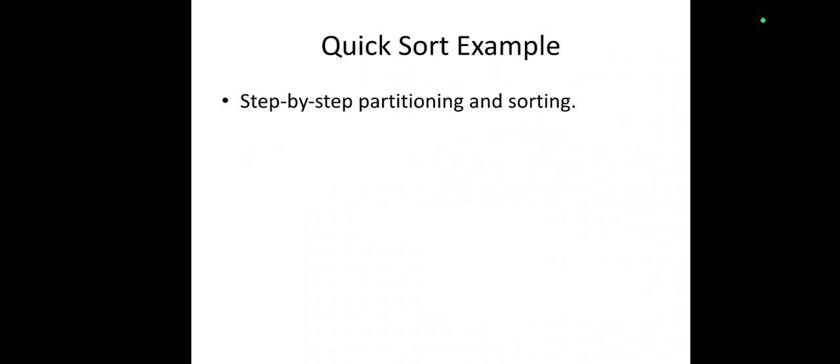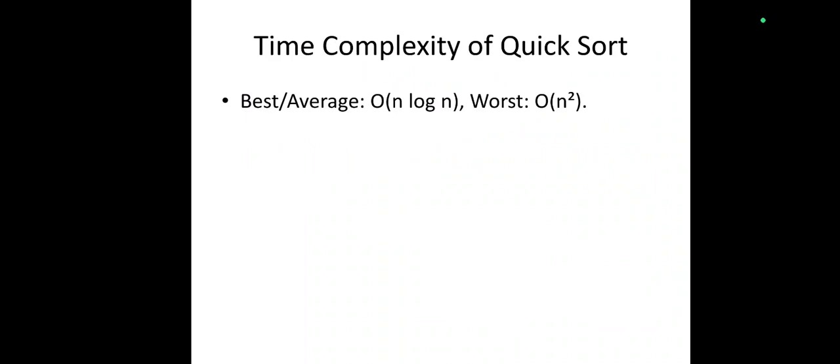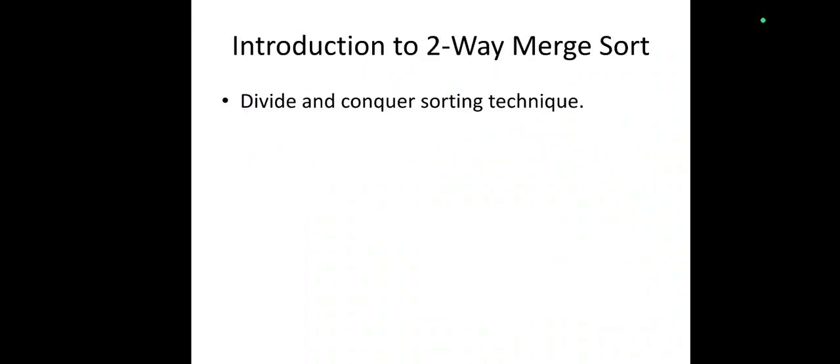Quick sort example: step by step partitioning and sorting. Quick sort algorithm: recursive sorting procedure. Advantages: very fast, efficient for large data sets, requires less memory. Disadvantages: worst case performance occurs with poor pivot selection.